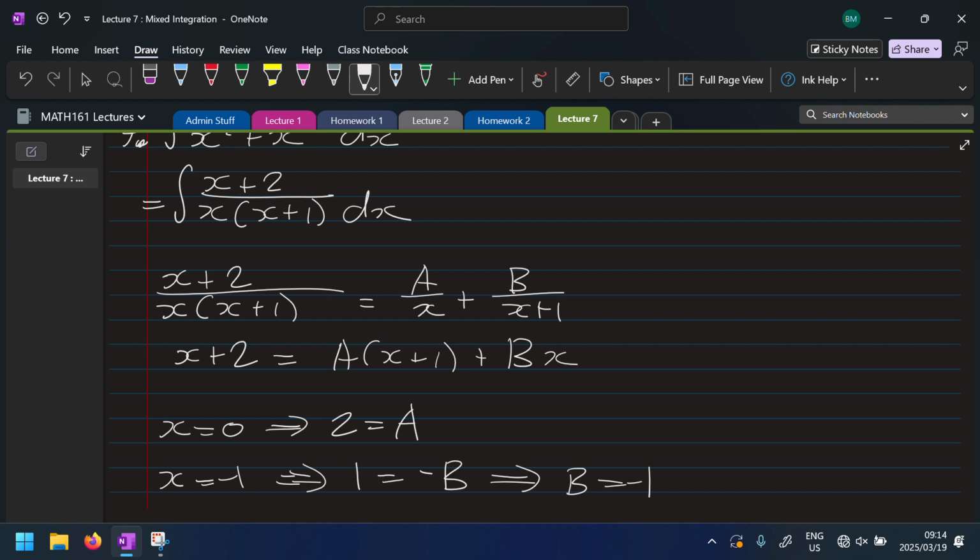If it's a bit more complicated than this, maybe it will be easier doing a system of equations. But like this, we can see right away: if x is 0, b goes away. If x is minus 1, a goes away. It's much easier if you can see that.